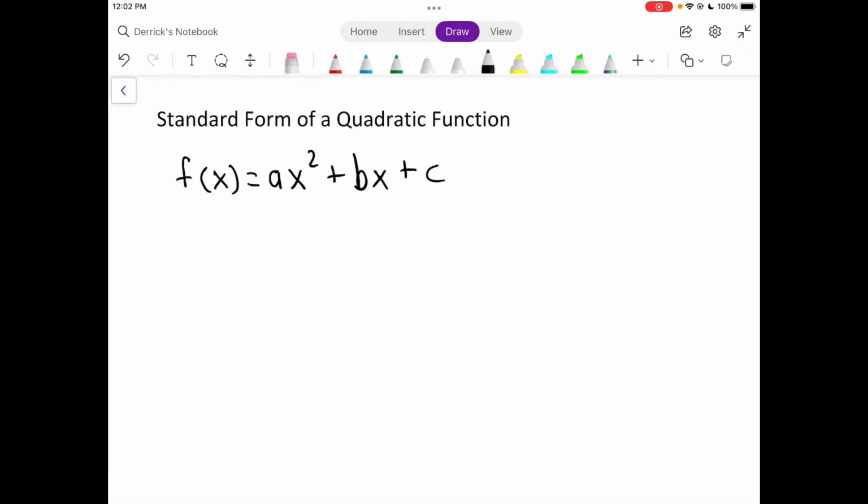Now let's take a look at the standard form of a quadratic function. You probably should have already watched a video or done some studying on the vertex form already, because I would say that is the easier one to start with. But this one will now work on standard form.